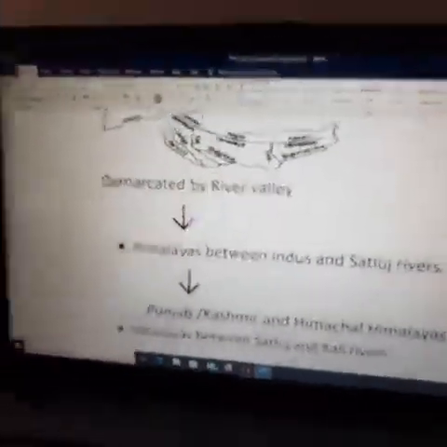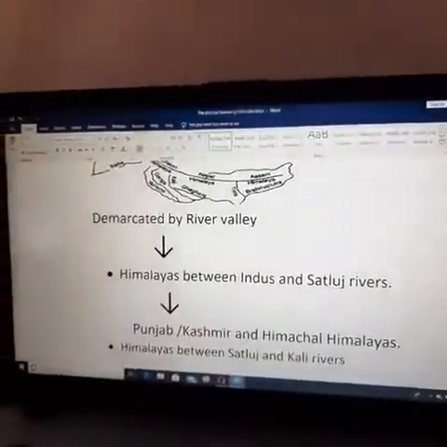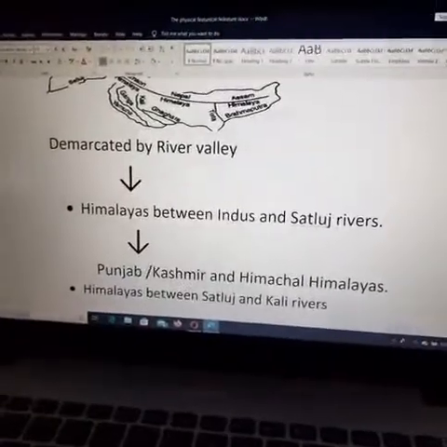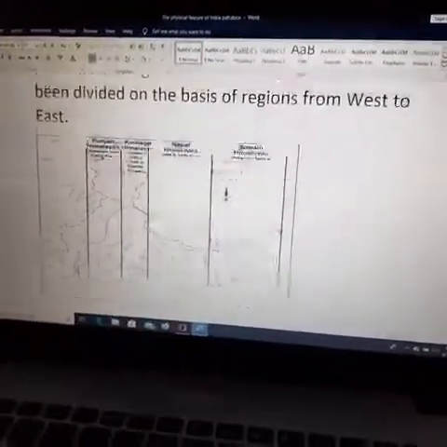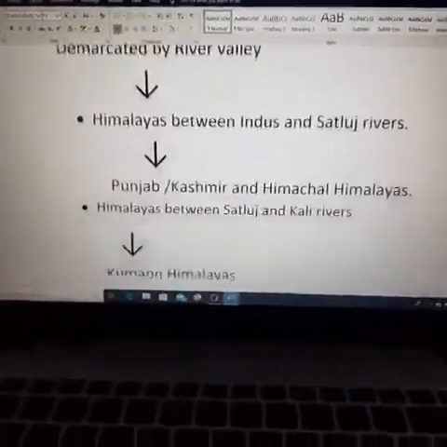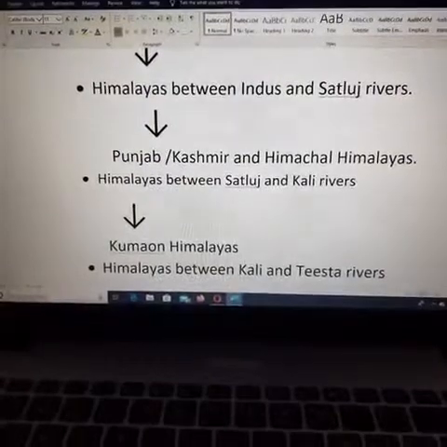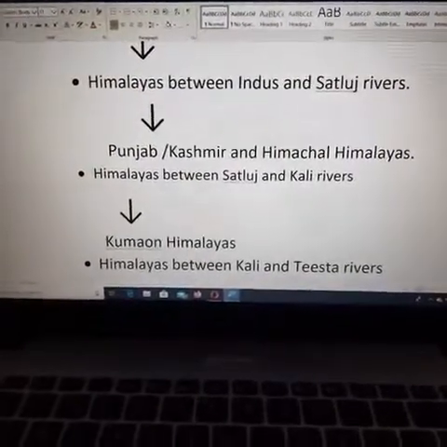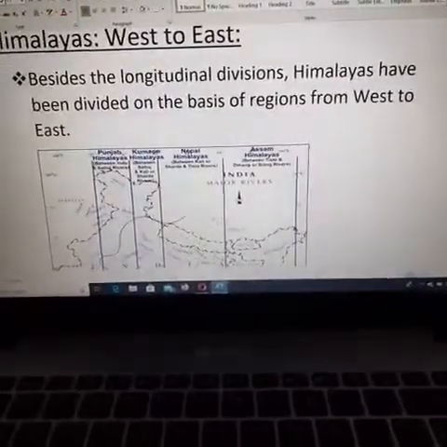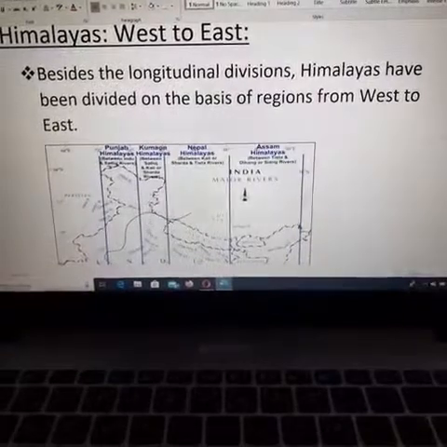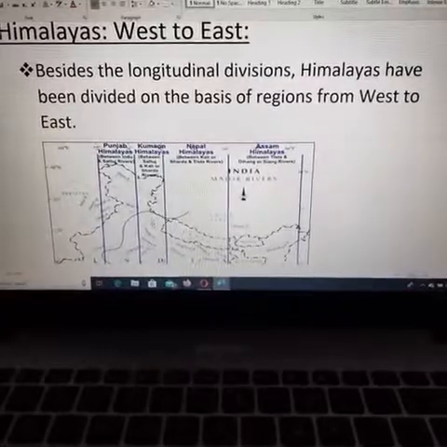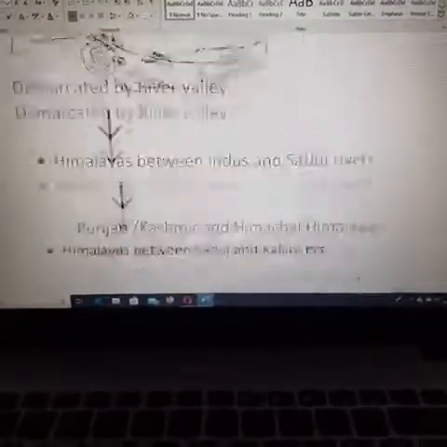Fine. So these Himalayas are demarcated by the river valleys. The Himalayas between the Indus and Sutlej rivers, whichever the Indus and Sutlej rivers are moving here, along with those rivers the Himalayas are there. So that will be called the Punjab or Kashmir or Himachal Himalayas. The next is the Himalayas between the Sutlej and Kali rivers. The Himalayas in this place are called the Kumaon Himalayas.